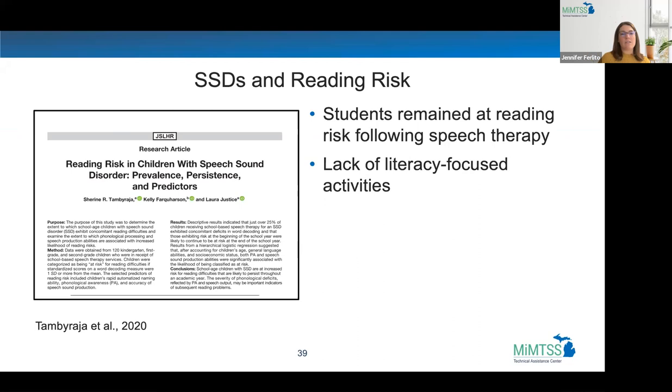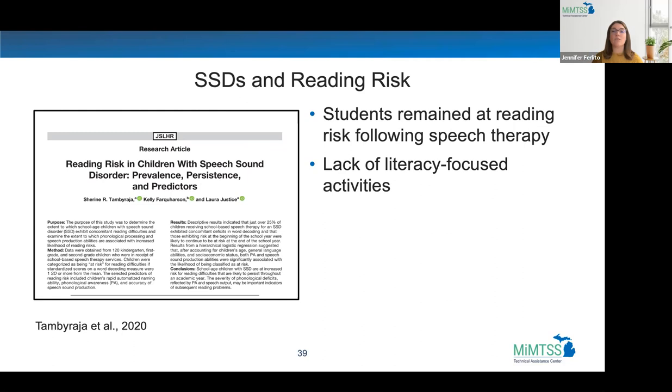I read this article last summer and I felt like Jennifer Ferlito was writing about me as a speech pathologist. I was so sad, but this was done in 2020 and these researchers explored the persistence of reading risk for students following 1 year of speech intervention. So these children had speech sound disorders and they did a year of speech therapy. And 33 children who had speech sound disorders were at reading risk at the beginning of the year. And then at the end of the year, 21 of those students remained at reading risk following their school-based speech therapy. Their speech did improve, their speech was remediated, but 21 students still remained at reading risk.